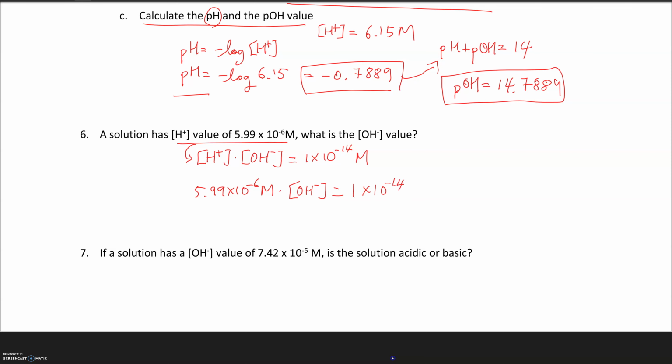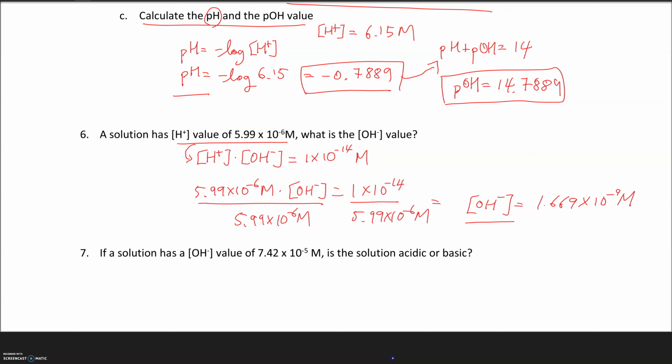So in this situation, all we need to do is divide each side by 5.99 times 10 to the power of negative 6 molar. And we're going to do this. And when we do that math and we put that into the calculator, we should be able to get concentration of hydroxide ion as 1.669 times 10 to the power of negative 9 molar. That is our final answer.